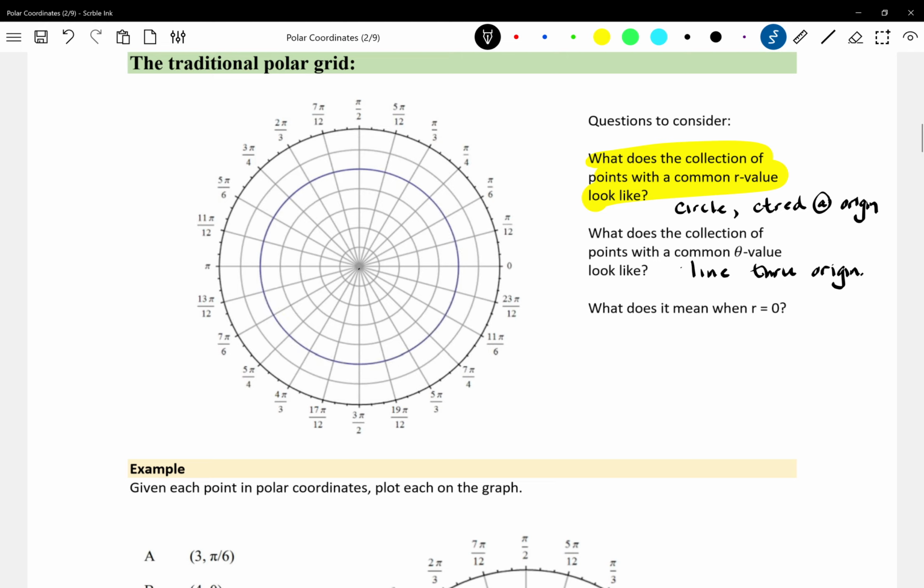Now the other question to consider is, what happens if r is equal to 0? We have a good idea what happens when theta equals 0, but if r equals 0, that means we have not left the origin, which means r equals 0 is just a way to describe a point.